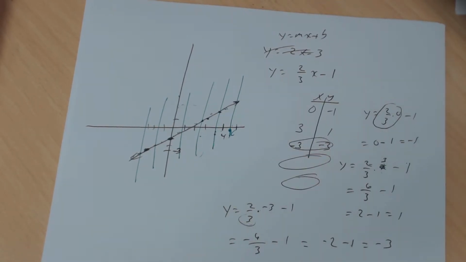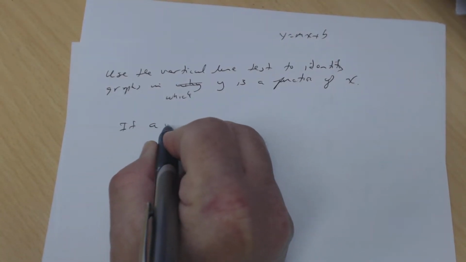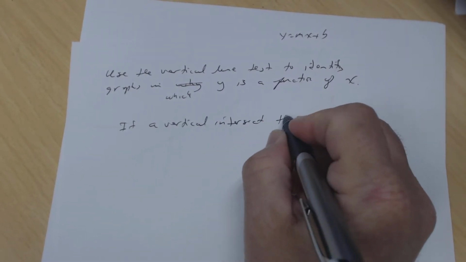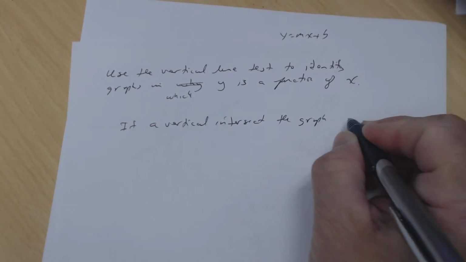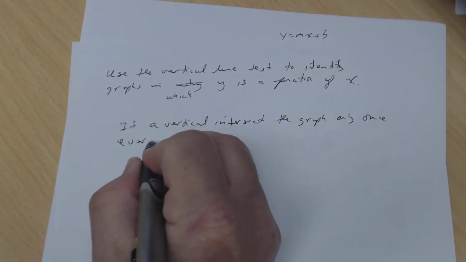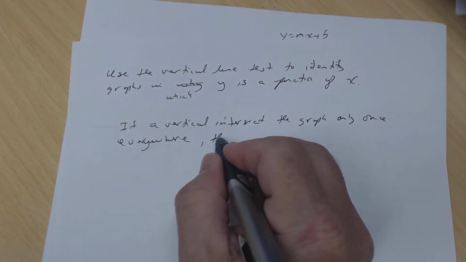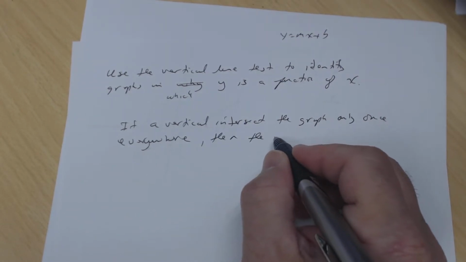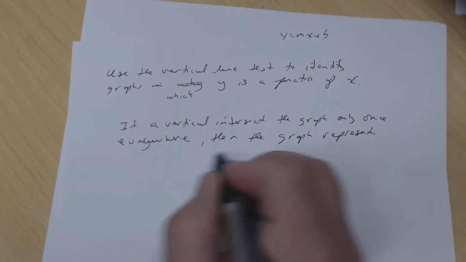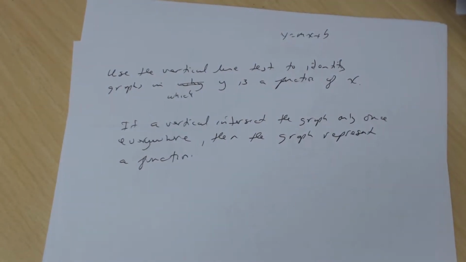Okay? So let me just say what the vertical line test says. Okay, if a vertical line intersects the graph only once everywhere, then the graph represents a function. Okay, so then the graph represents a function.